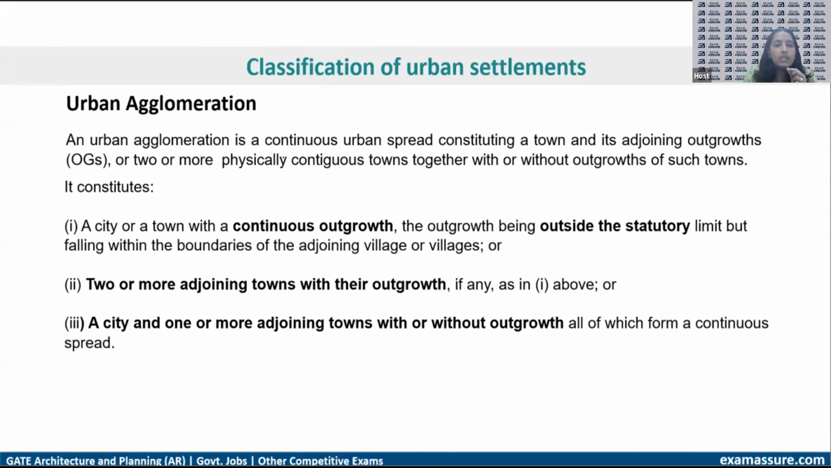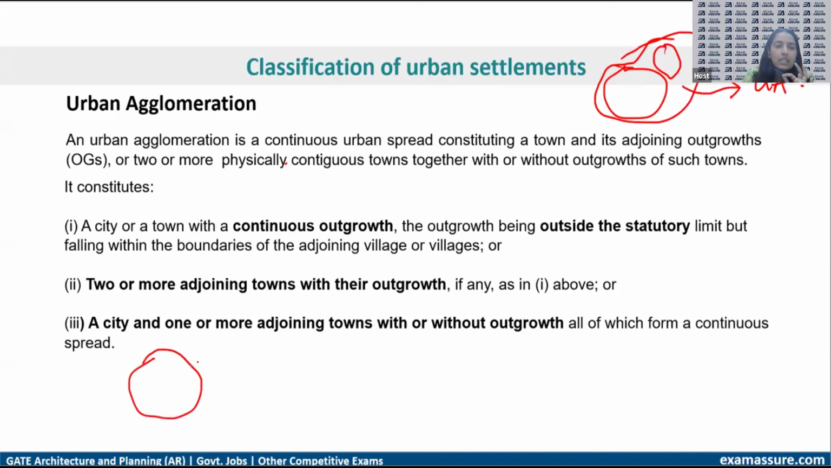Okay. Now, as per the census, it says it is a continuous urban spread consisting of the town and its outgrowth. So, when you have a town and its outgrowth, and I consider this as one area, I will call that your urban agglomeration. Now, in which case is it acceptable? So, there are three options, permutation combinations, where you have a city or a town and its continuous outgrowth, which is of course outside its statutory limit.